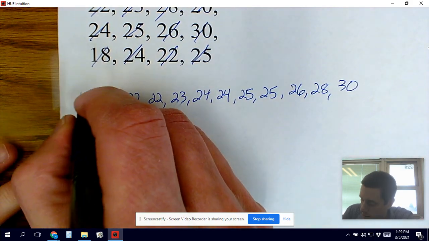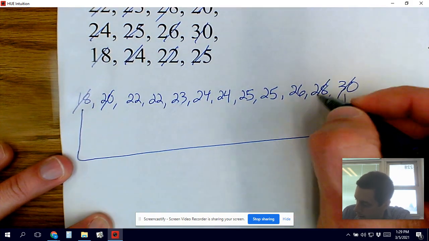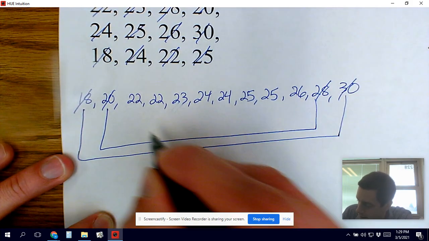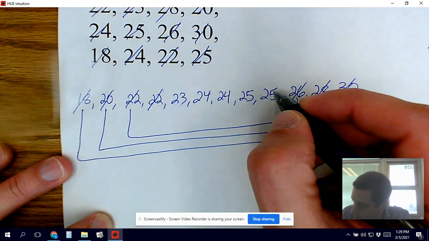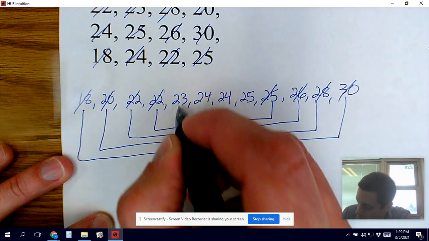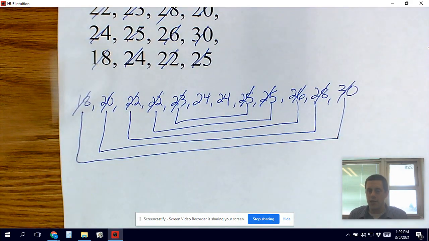Let's find the middle. I'm going to chop off 18 and 30 together, chopping off the ends. 20 and 28 are done. 22 and 26, 22 and 25, 23 and 25.